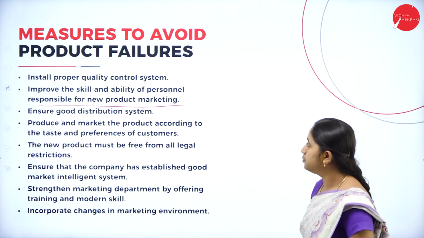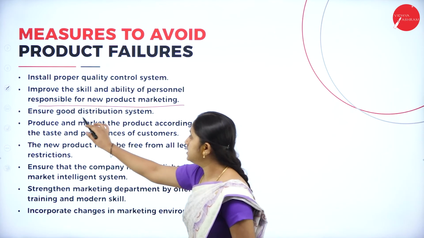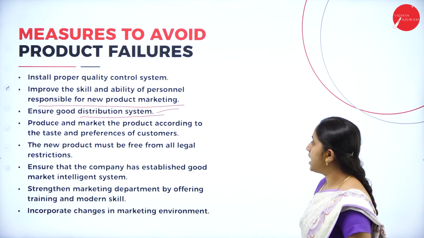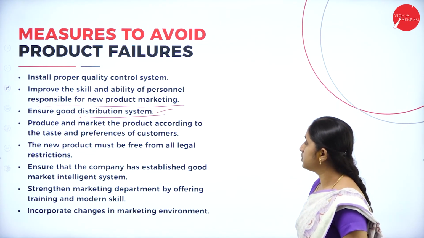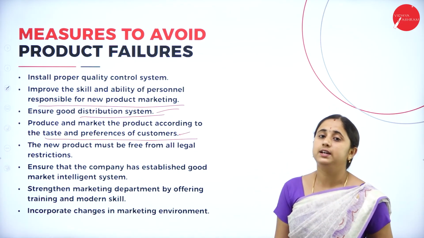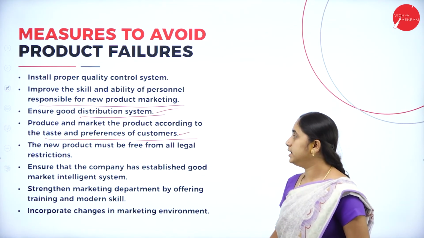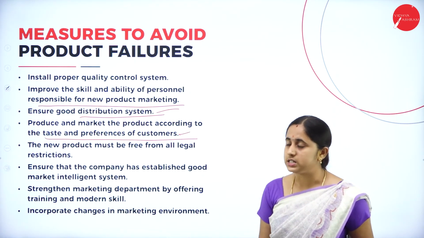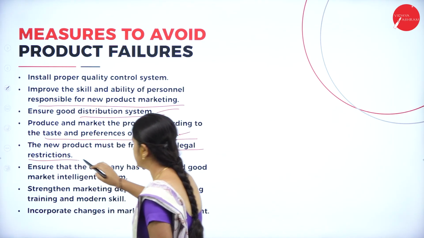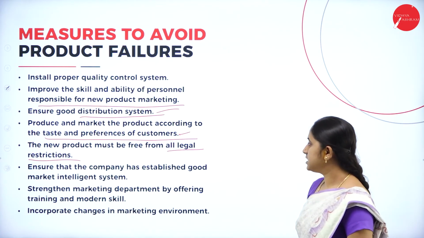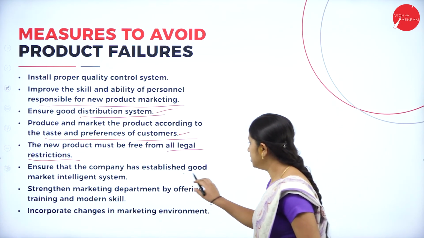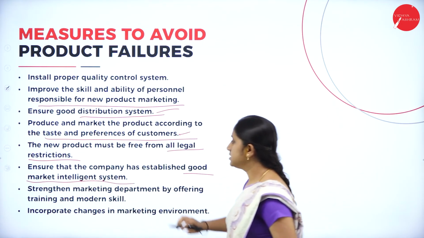Next, ensure a good distribution system. Distribution channel is important, so ensure your distribution channel. Next, produce and market the product according to the taste and preference of customers. The ultimate goal is to satisfy the customer. The new product must be free from all legal restrictions. Next, ensure that the company has established a good market intelligence system. So you need to establish a good market intelligence system.